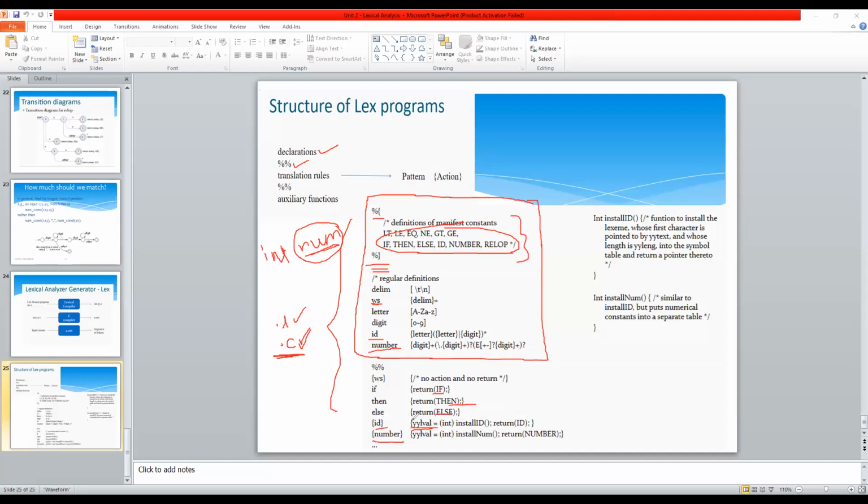YYLVAL means it is the syntax for that value of that identifier. So it will store that value into YYLVAL. Okay, so that is done for any identifier, any number.